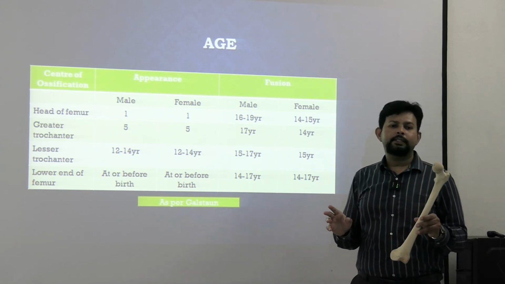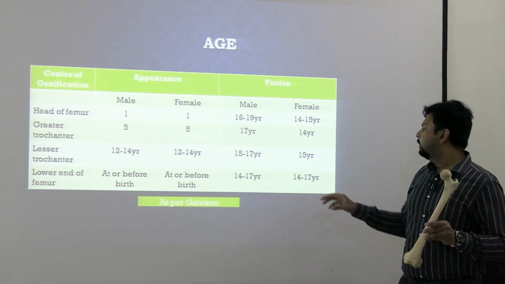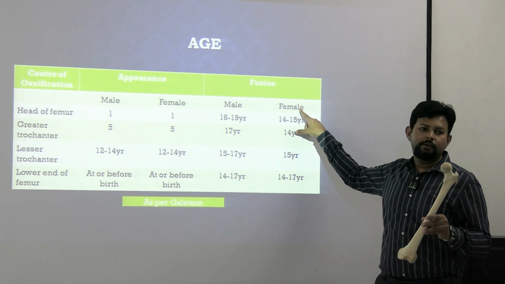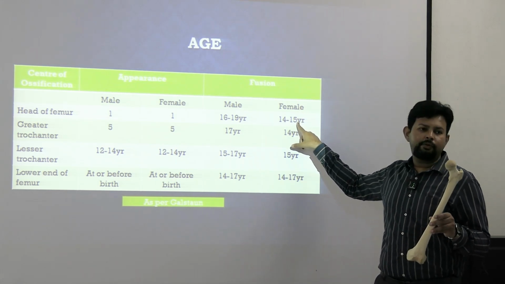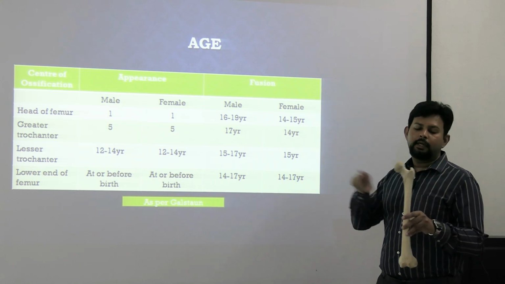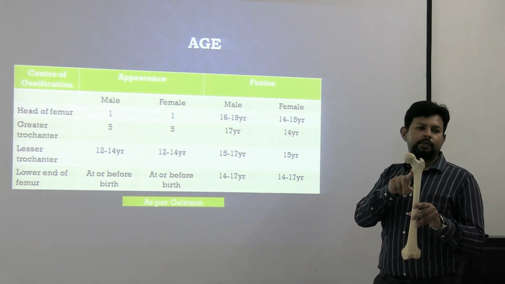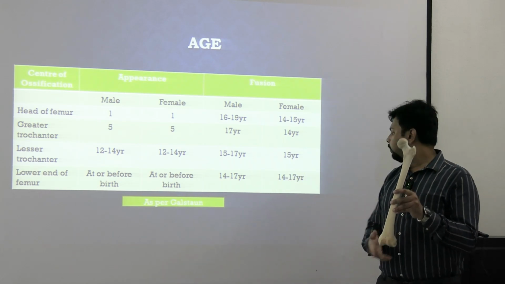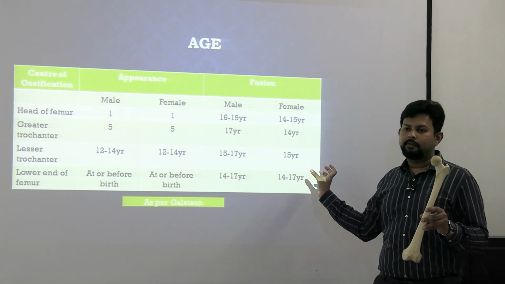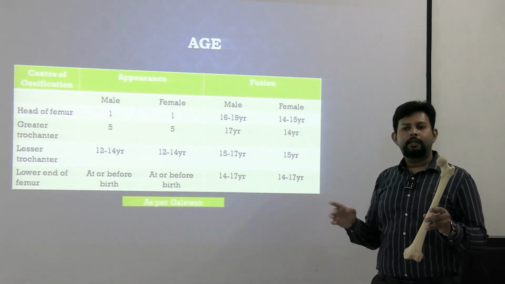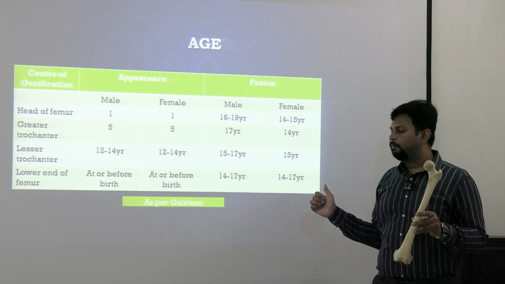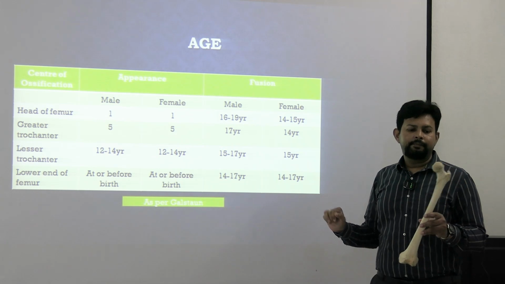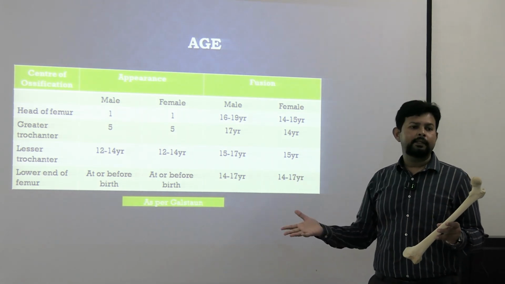Now fusion. Fusion is mostly at pubertal age. You can see 14 to 15 years for the head of femur. Then 14 years for greater trochanter. Lesser trochanter is 14 to 15 years, sorry, 15 years. And the lower end of femur is about 14 to 17 years, where variation is there. So this chart will be provided in your exams. No need to memorize it, but you should know that such a scenario exists. Clear? From this we can calculate.